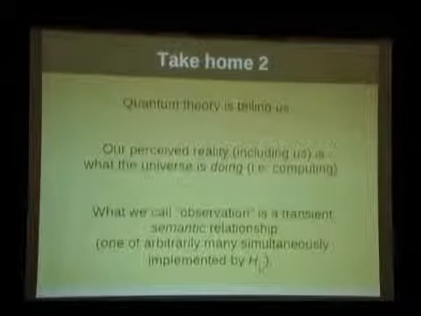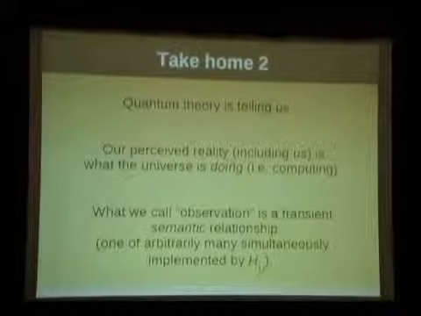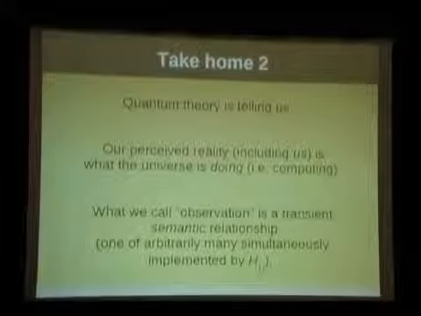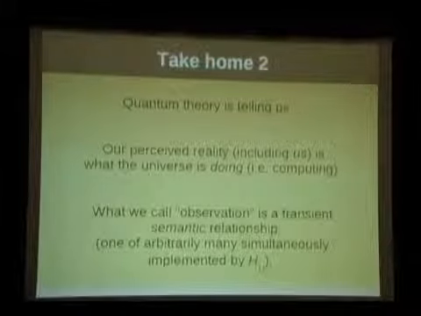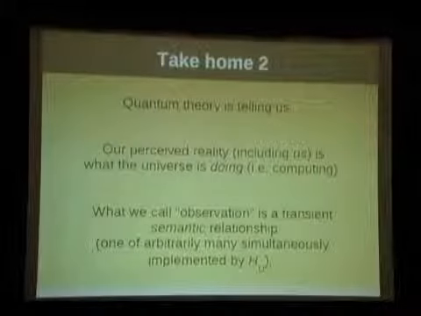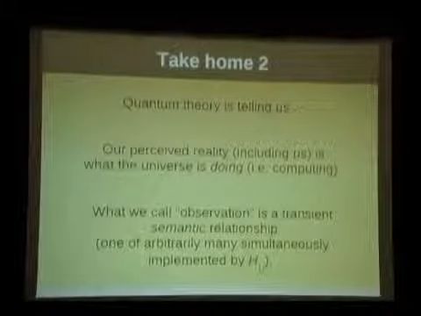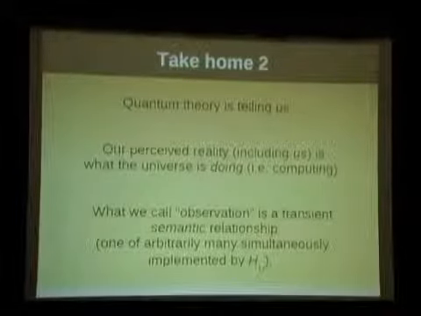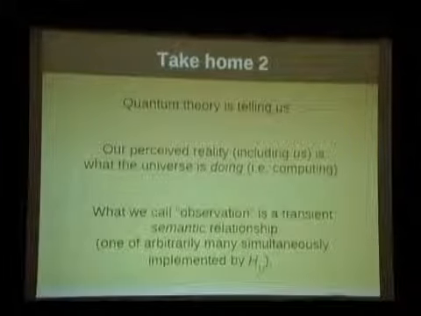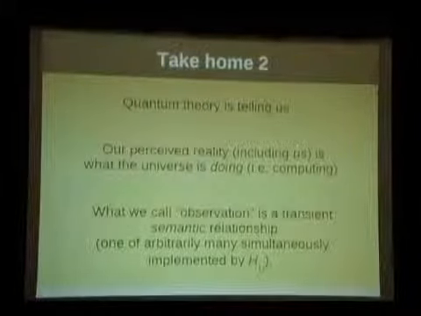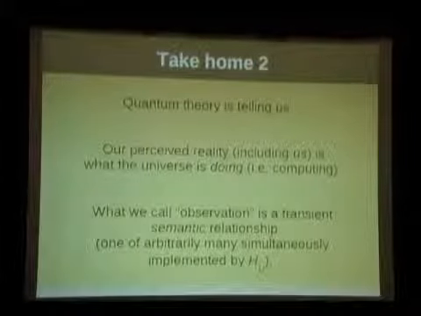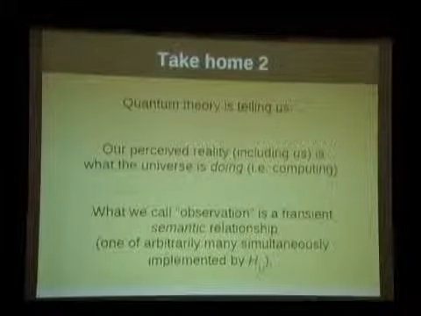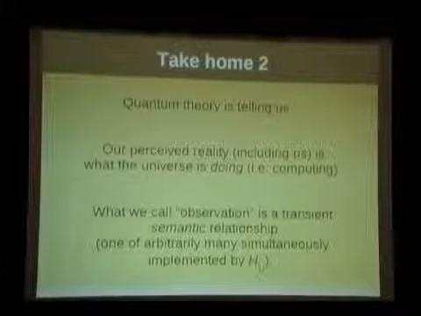Okay, so real quick, take-home theory 2. Our perceived reality is just what the universe is doing. You can think of that as quantum computation if you want to, but it's just dynamics. And what we call observation, here's the theory part, is a transient semantic relationship that's implemented by what the universe is doing. So if you want a physical theory of observation based on quantum theory, you're going to get something like this. So this, I would submit, is the starting point for a theory of consciousness. It's sort of not where it's going. It's where it's got to start if quantum theory is true. And quantum theory is the best theory we've got.